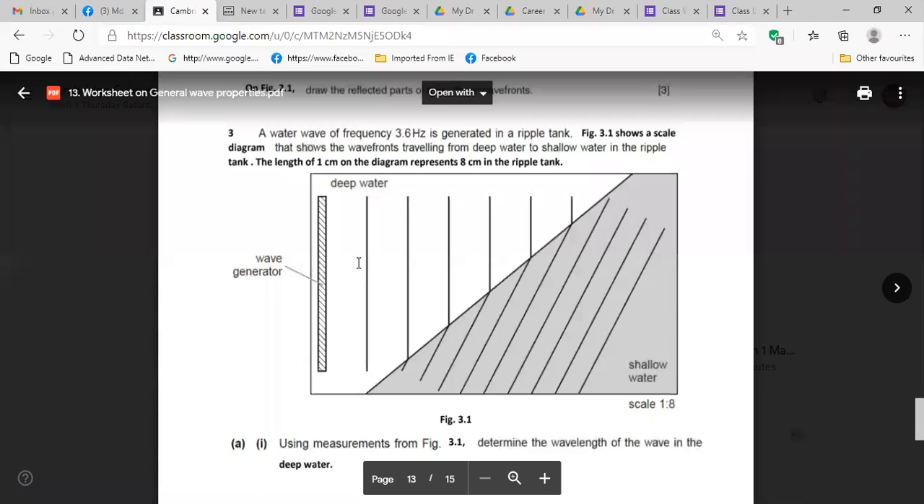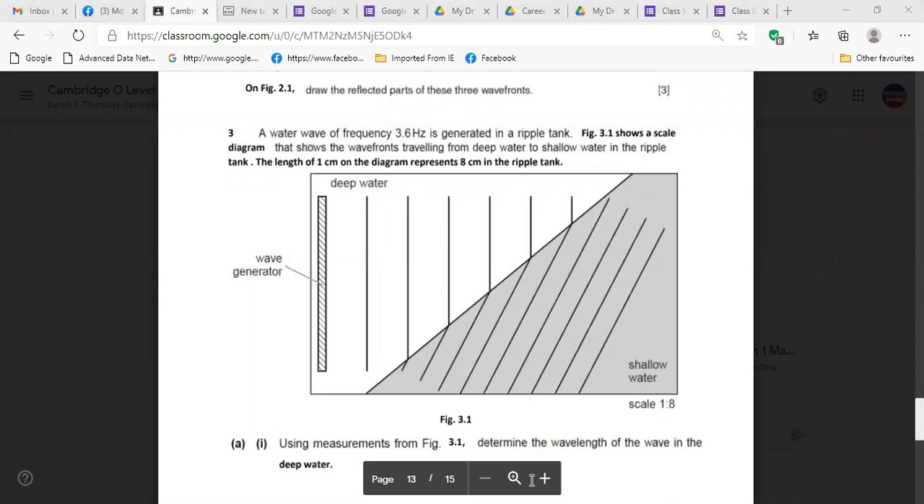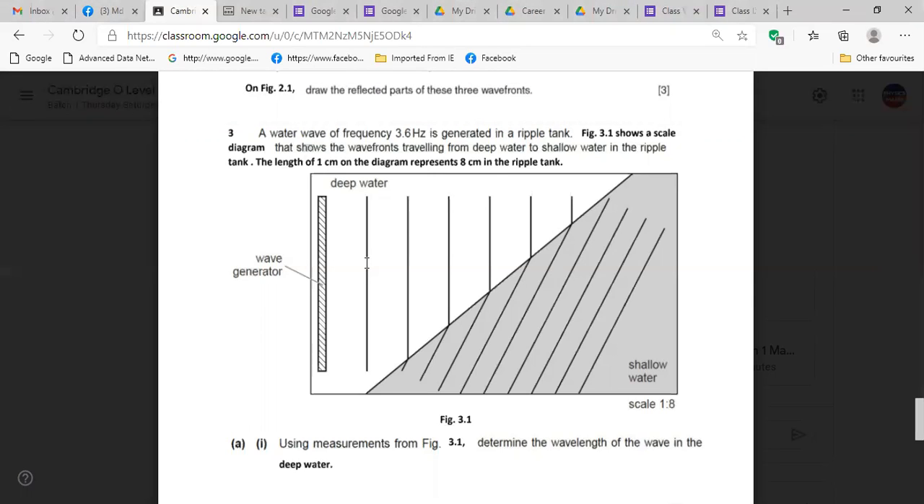The gap you got, how much? In real, the gap is 8 centimeter. Yeah, in scale, how much did you get? Take the gap between these two lines. Can you tell me, please? What is the gap you got? That one I'm asking. With your scale, take.